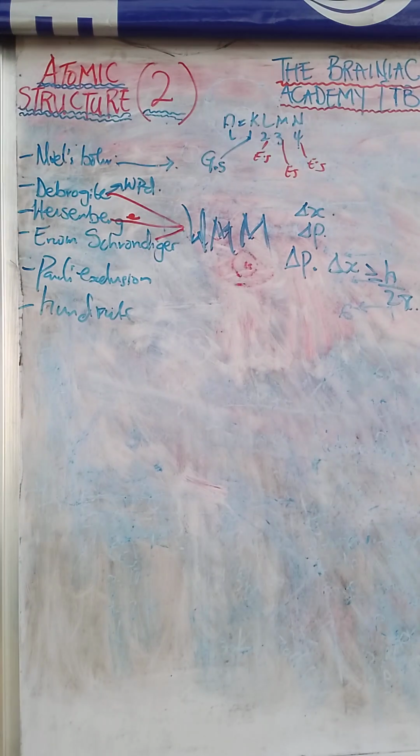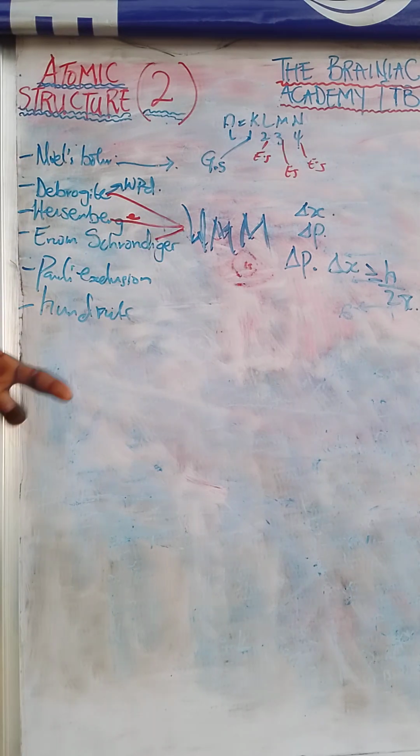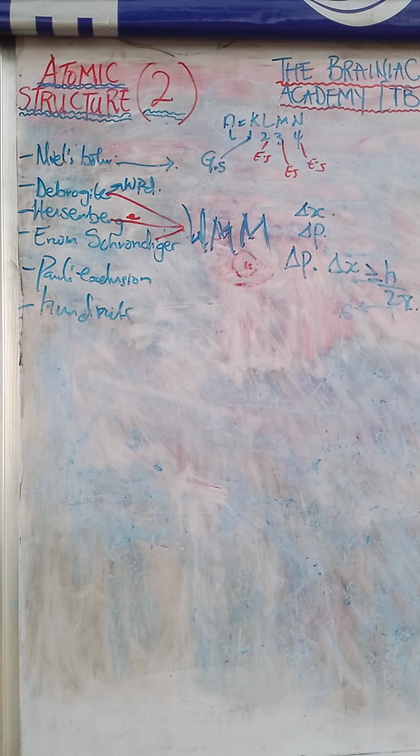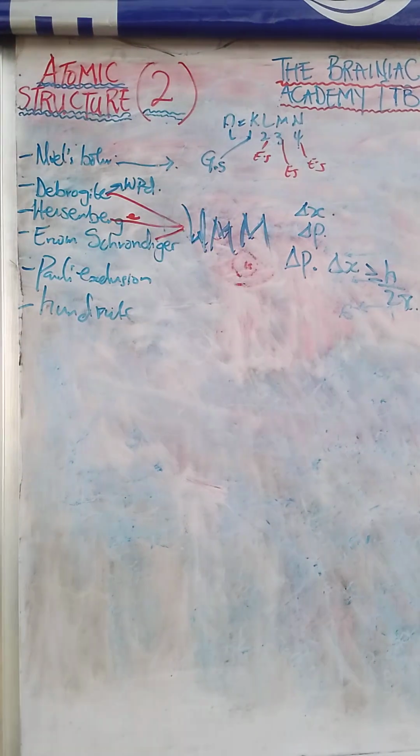Please take note. Then Erwin Schrödinger brought about the wave equation. We'll be talking about our Hamiltonian stuff and so on. Check the next video, you'll meet it there. So all these three people brought about our wave mechanical model. Are you with me?